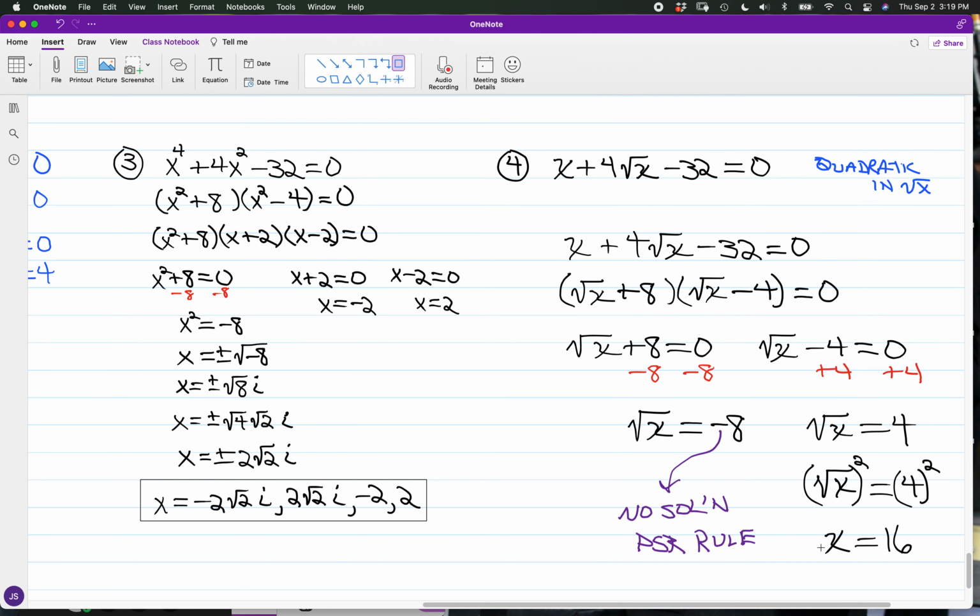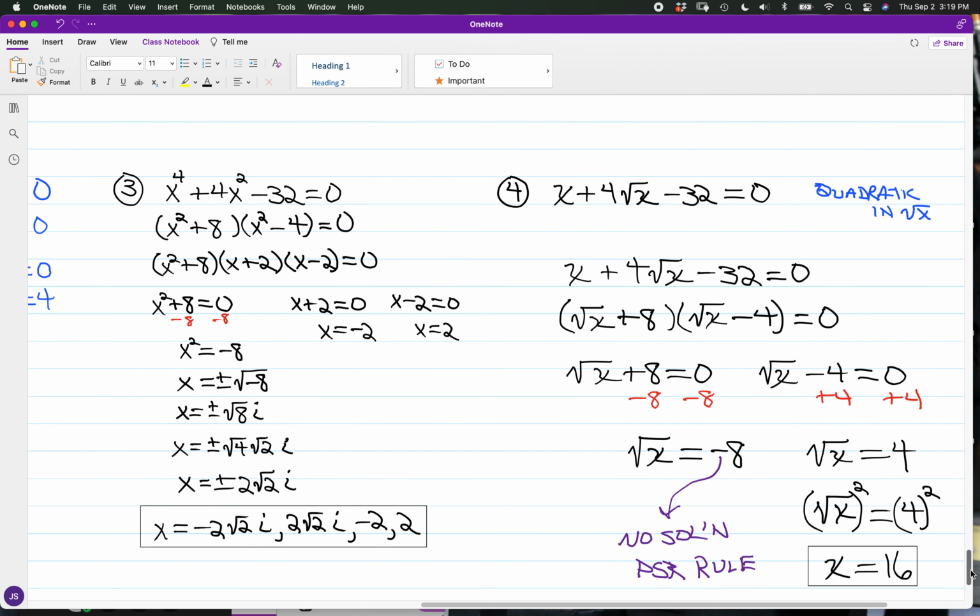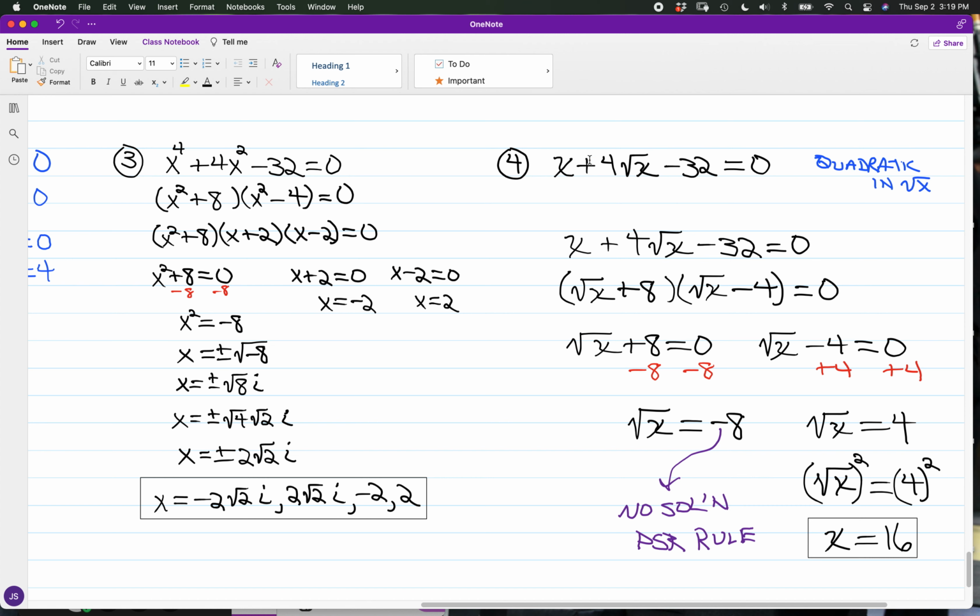Just doing a quick double check, we have x at 16, so if you plug 16 back in, the square root of 16 is 4, and 4 times 4 is 16. The first term x is 16, so 16 plus 16 is 32, and 32 minus 32 is equal to 0. So this equation has only one solution.